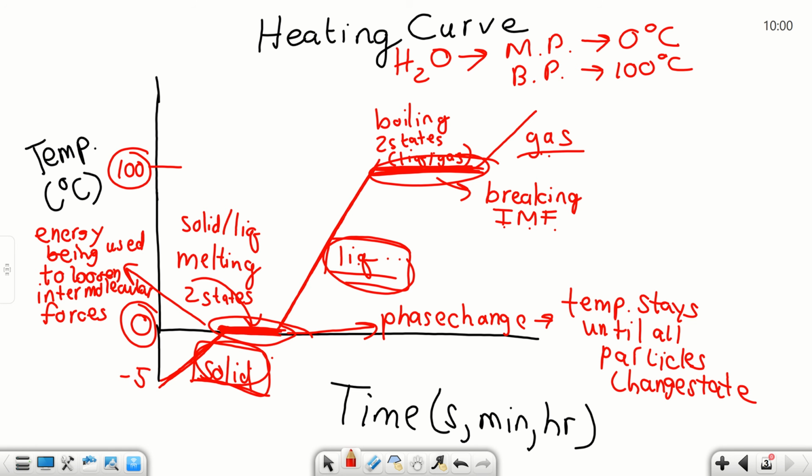From solid to liquid, the objects go from just vibrating in place to being close, but rolling around each other. You loosen them up, is the way I like to say it most. All right? So that is the main things about a heating curve.